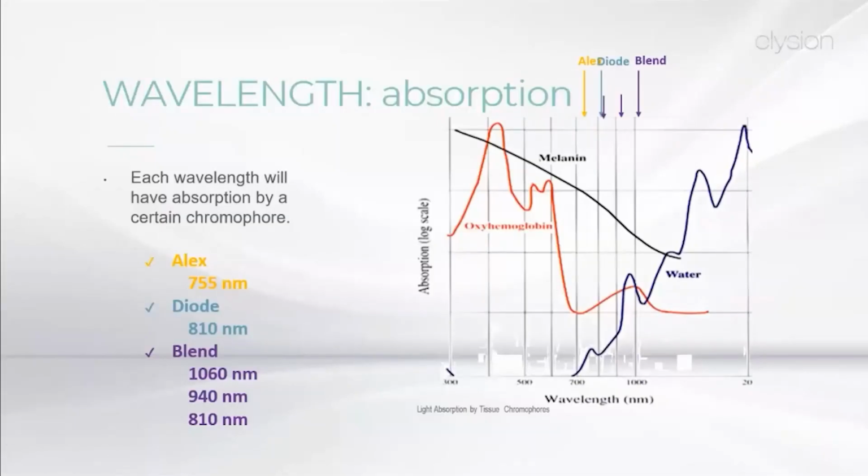So regarding the same graph and the absorption, it is what we already explained. We're not going to repeat, just so you know that we are working with Alex 755, diode 810, and blend. And Elysion Pro has no YAG, so no 1064 nanometers wavelength.